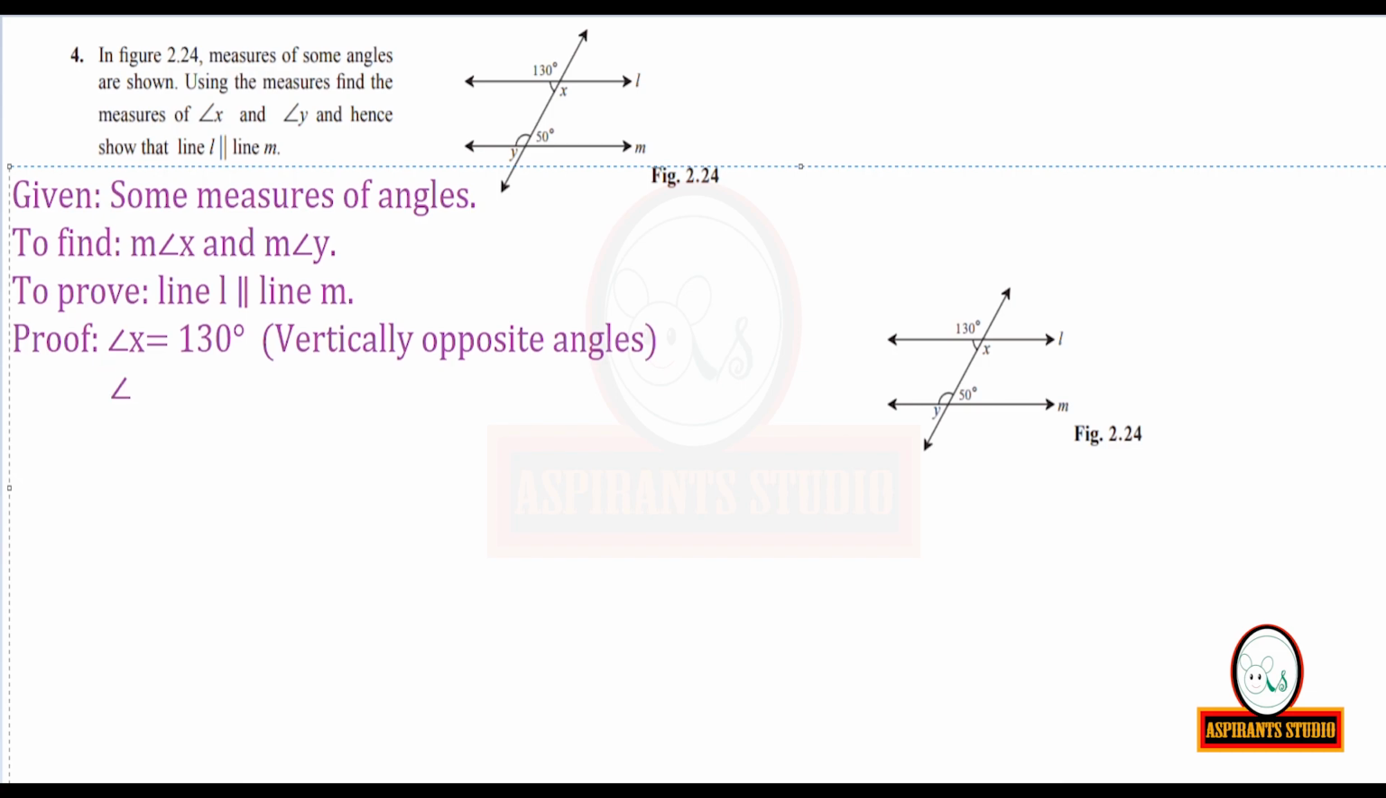Similarly, we can find measure of angle Y. Look at the figure. Here also we have two vertically opposite angles. So, measure of angle Y is equal to 50 degrees because vertically opposite angles have equal measures.